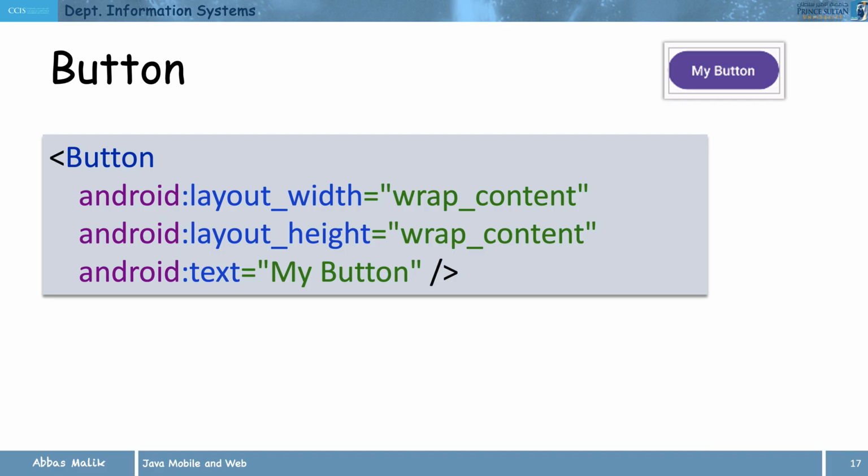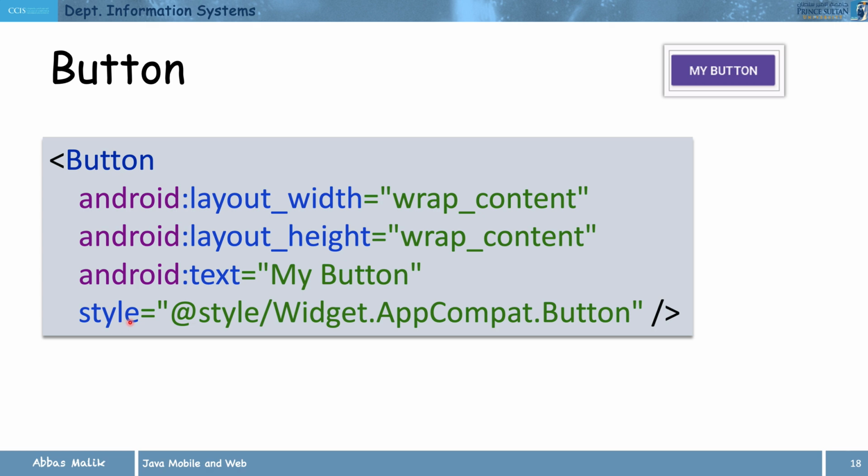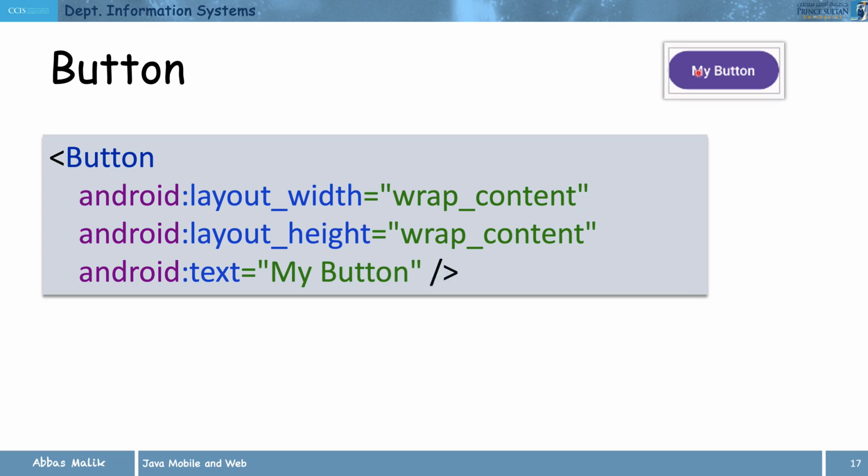Okay, let me close that pen. So here we are specifying the height and width, and then we are specifying the text. Text is something which is going to appear on the button, the text itself, my button. We can also specify the style. What the style will do is change the behavior. This is the default behavior.